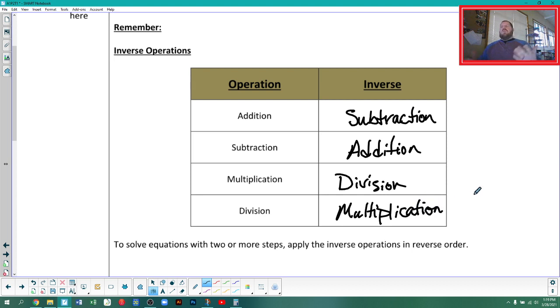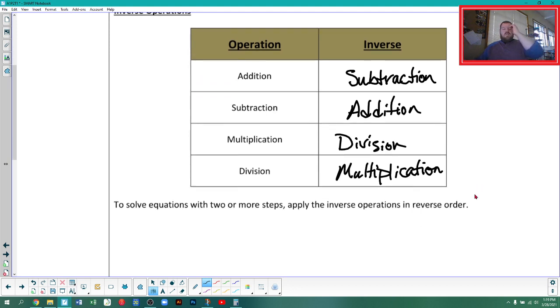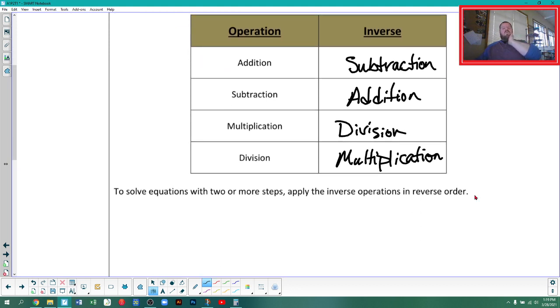And if a problem has division, we want to solve that using multiplication. So not only are we using the opposite operations, but when a problem has two or more steps, we want to use those inverse operations in the reverse order. Our normal order of operations is PEMDAS: parentheses, exponents, multiplication and division, and addition and subtraction.